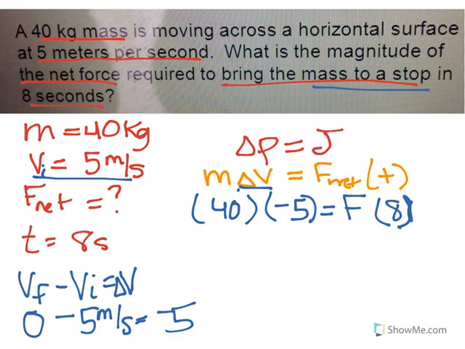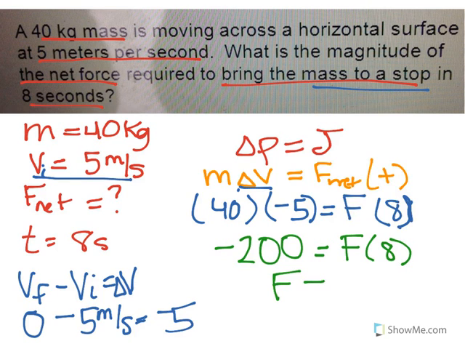So now if we go back over here and go ahead and solve that out, we can say it's -200 is equal to our F times time. Divide that through, and we find that our force is equal to -25 newtons. Now, up here it says that we need to find the magnitude. It doesn't say direction. Therefore, the negative really doesn't mean anything, and we can say that our answer is 25 newtons because that's the magnitude. The negative is only there if we need to solve for the direction as well.